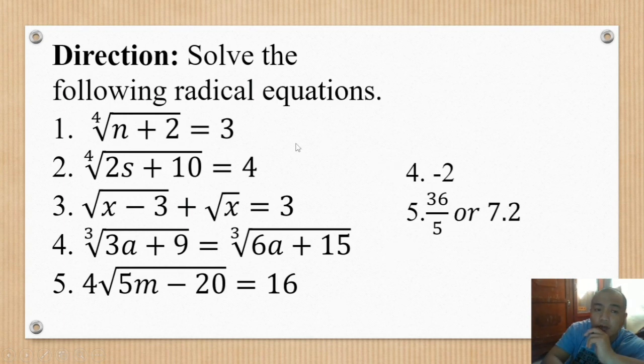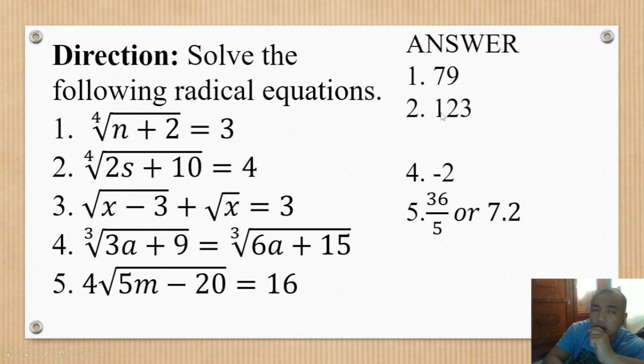Let's start with number 1. What's your answer? 79. Raise both sides to the fourth power. So n plus 2 is equal to 81, minus 2, 79. Ganon din dito. I'll get the fourth root of both sides. Okay, what's the fourth root of 16? Okay, 256 divided by 2, so 128. And number 3, the answer is 4.